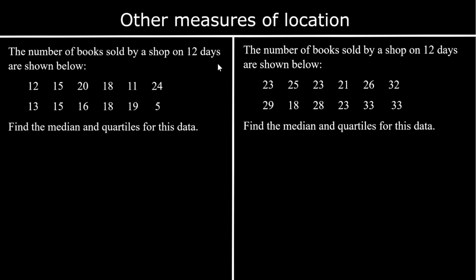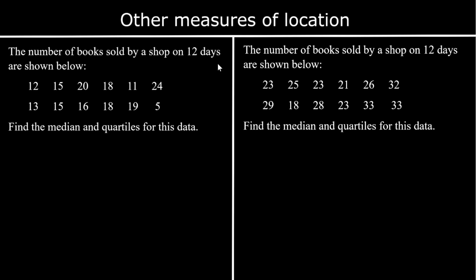And we're going to also have other percentiles. So we could have the 20th percentile, which is 20% of the way through the data, or the 95th percentile, which is 95% of the way through the data.